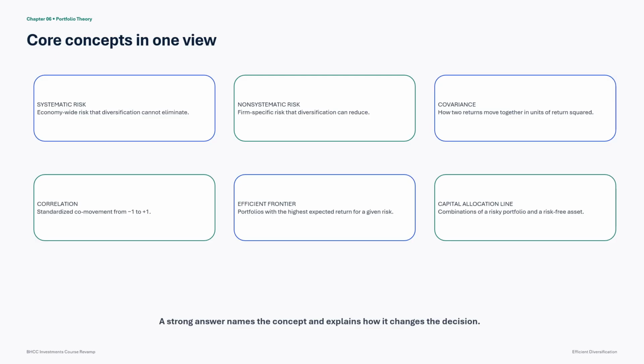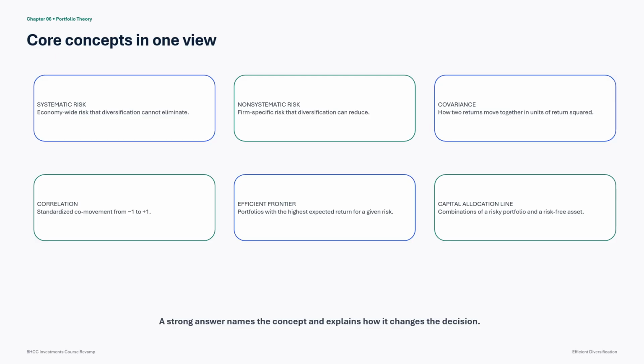Covariance describes whether 2 returns tend to move above or below their averages together. Its units are return squared, which makes it useful in formulas, but awkward to interpret by itself. Correlation standardizes that relationship from -1 to +1. +1 means perfect co-movement. 0 means no linear relationship. -1 means perfect opposite movement, the theoretical diversification dream that is rarely delivered on demand.